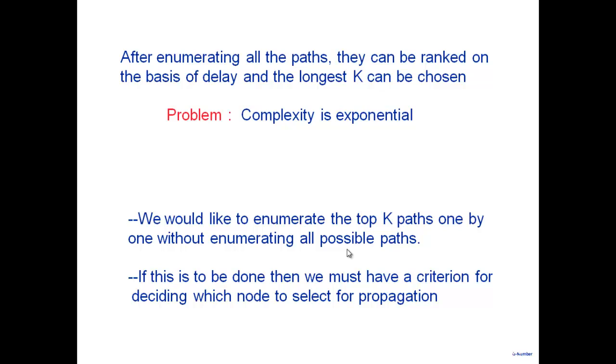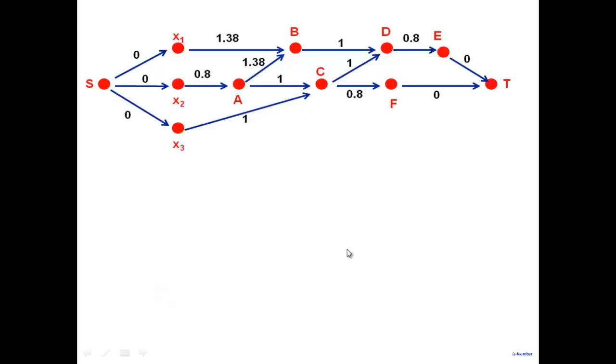The worst case path was easy by calculating the maximum arrival time. But now I need to find out the top, let's say, in our simple case, we'll try to find the top 2 paths. All right. How do I do that? Okay. So what we do is the following.